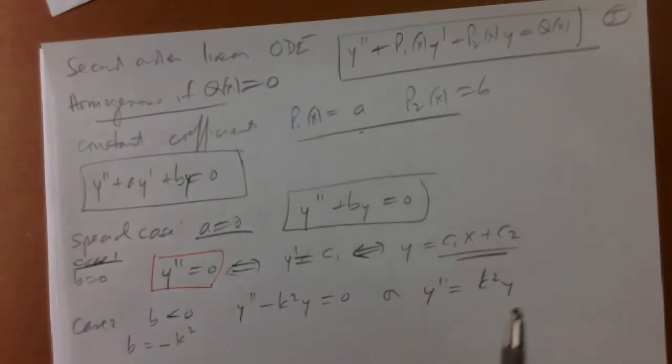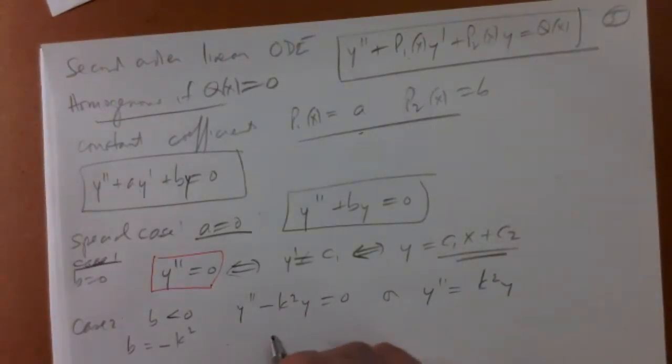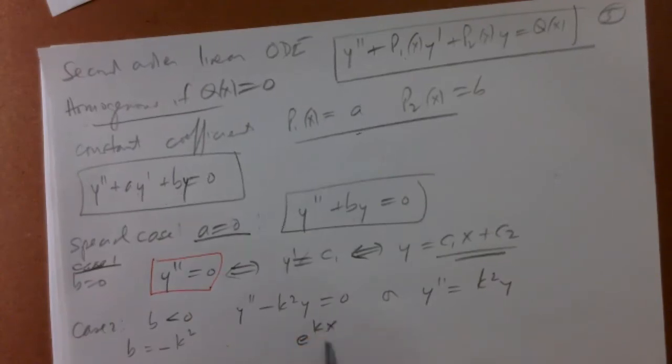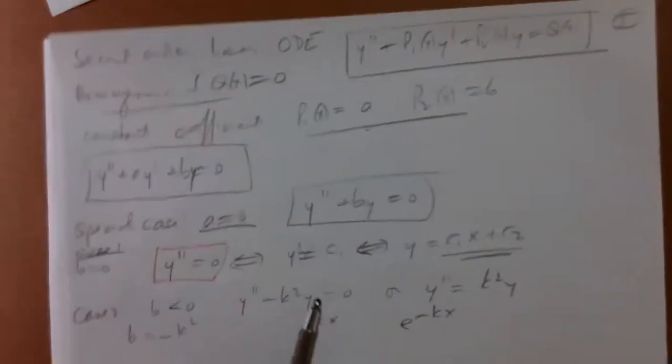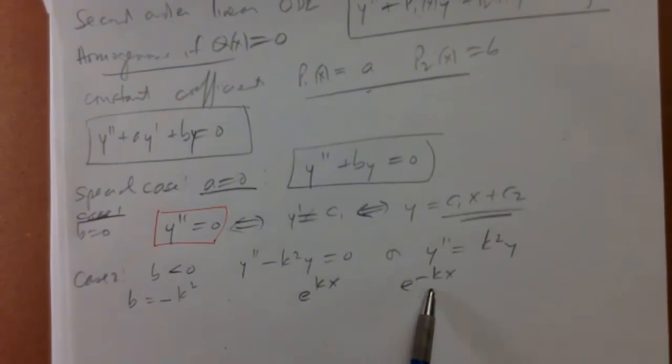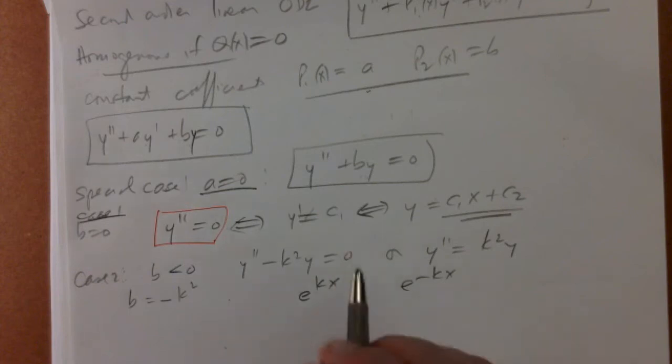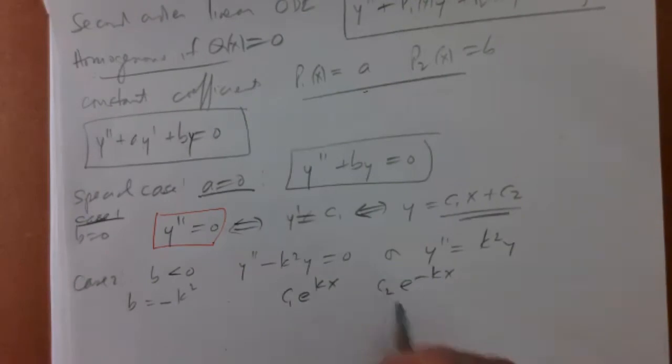And we know two obvious solutions. One is e to the k times x, because if you differentiate this twice, you get k squared times e to the kx, and e to the minus kx. If you differentiate this once, you get minus k e to the minus kx. Differentiate it a second time, you get k squared e to the minus kx. And if you multiply these by any constants, these are also still solutions. And if you add them, you get a solution.